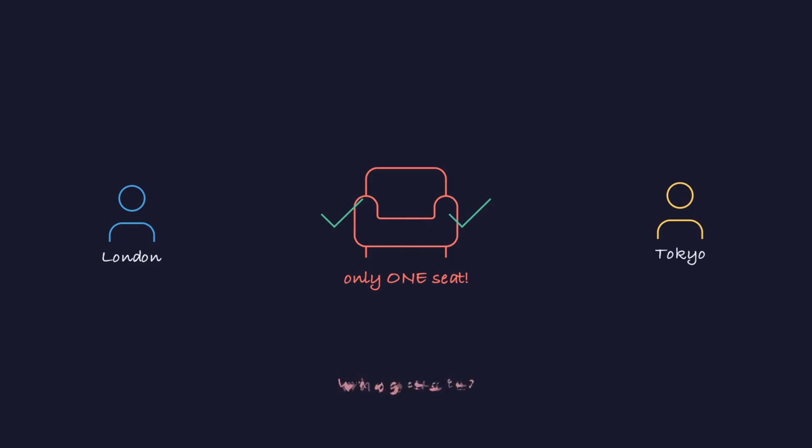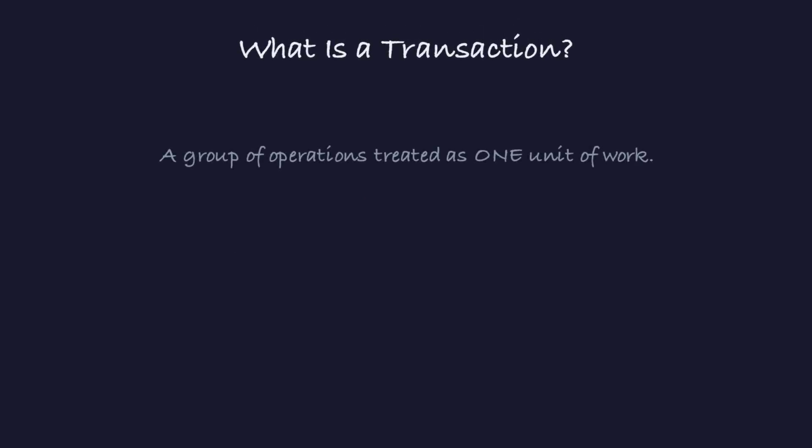Does the airline just double book it? The reason this usually doesn't go wrong comes down to 4 letters: A, C, I, D. First, what is a transaction? It's a group of database operations treated as a single unit of work.